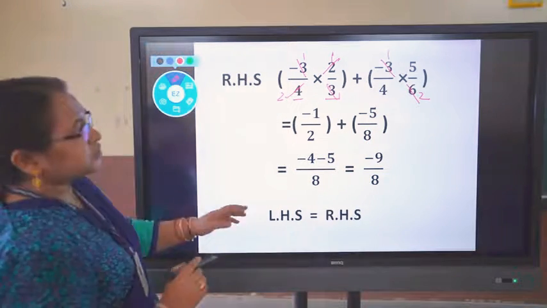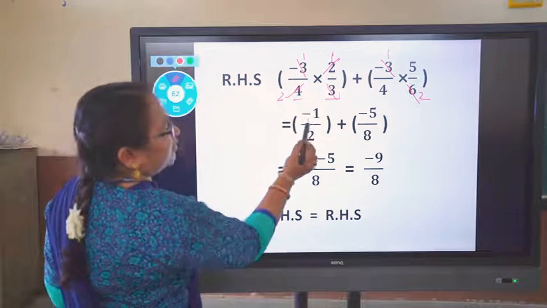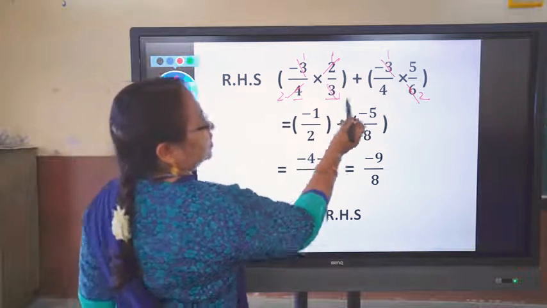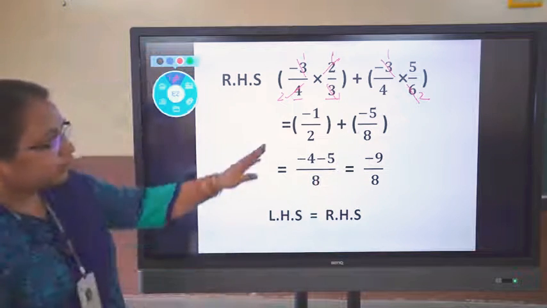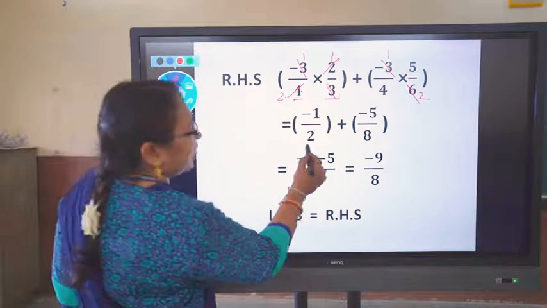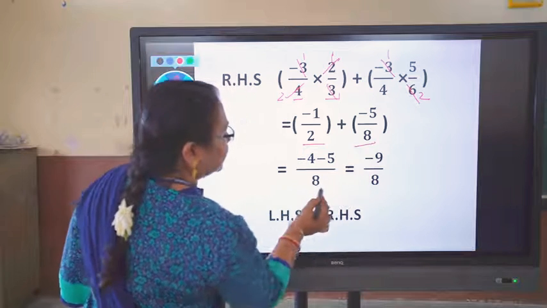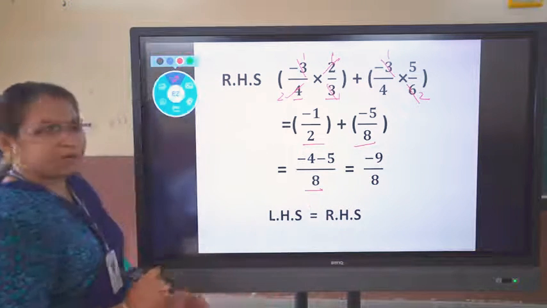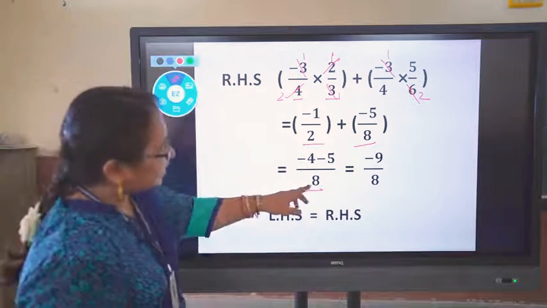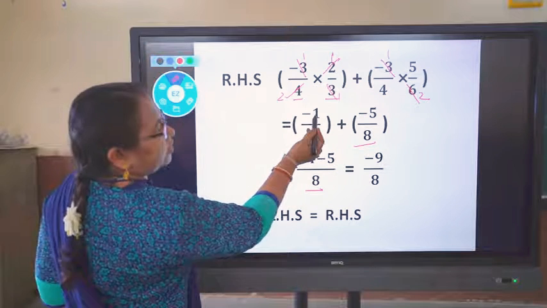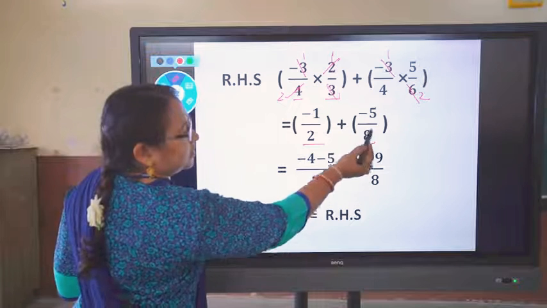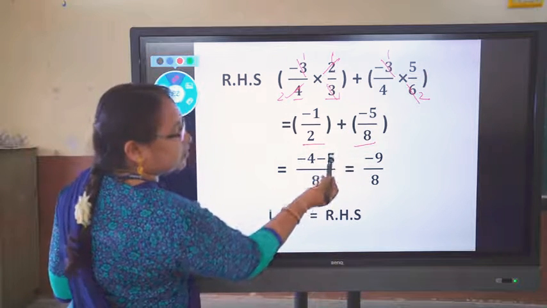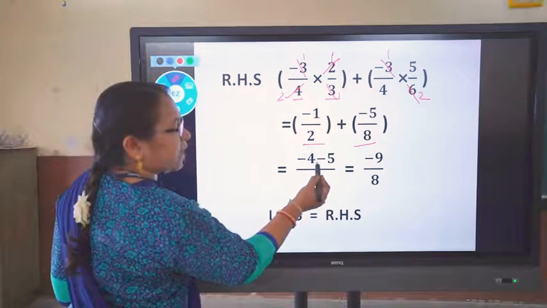So finally, how much are we getting? In the first one we are getting minus 1 upon 2, plus in the second one we are getting minus 5 upon 8. Now we will do the addition. The LCM of 2 and 8 is again 8. Then the numerators will be: 2 4s are 8. Then that 4 will be multiplied with minus 1, so it becomes minus 4. Then here 8 is already there, so the numerator will remain as minus 5, and plus minus becomes minus only.